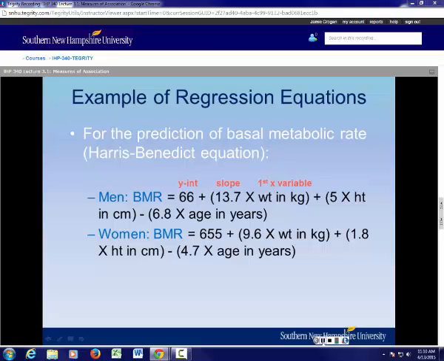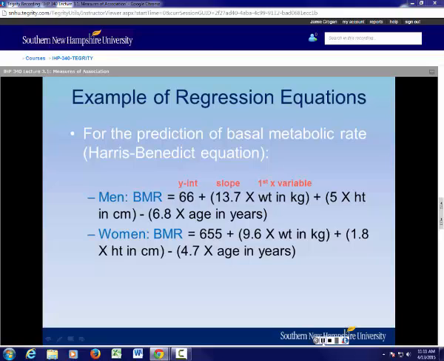Now, what's not on this particular slide is, like I said, the standard error of estimate for each of these equations. So how accurate are these predictions? Age, height, weight, predicting basal metabolic rate. How accurate? Well, if they reported the standard error of estimate, which they should, if you go back to the original paper, you would know how accurate these estimates are.